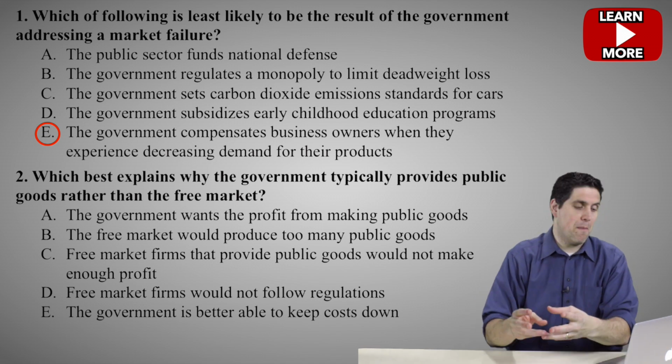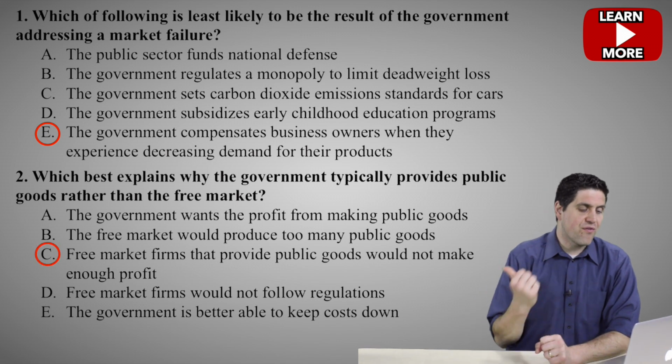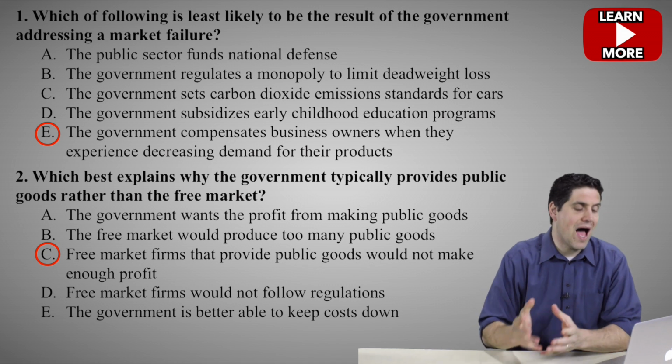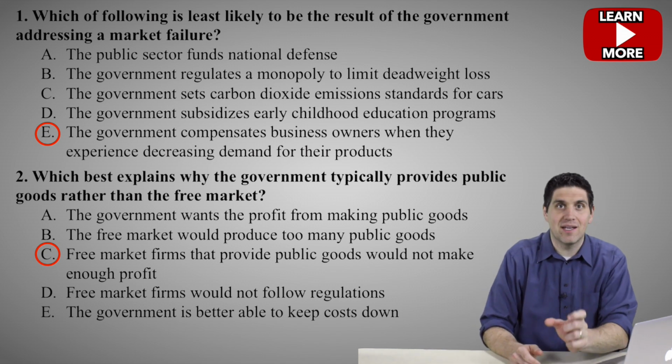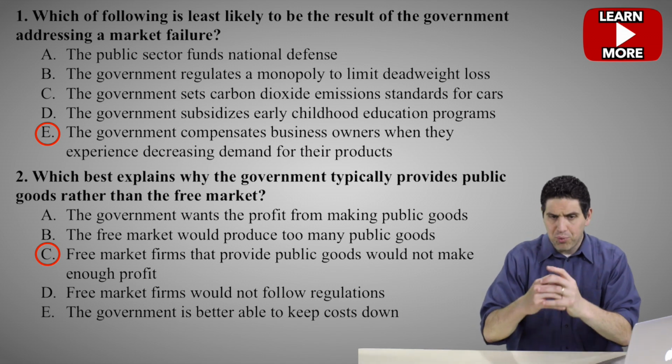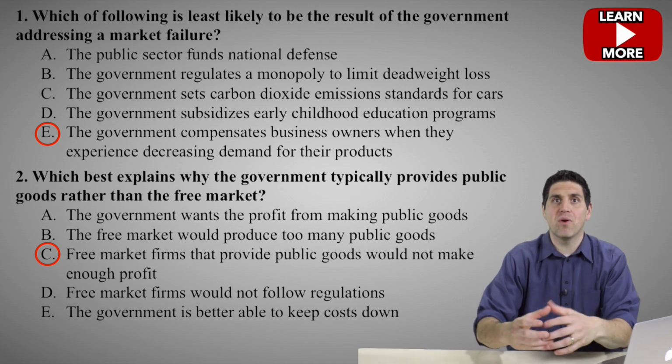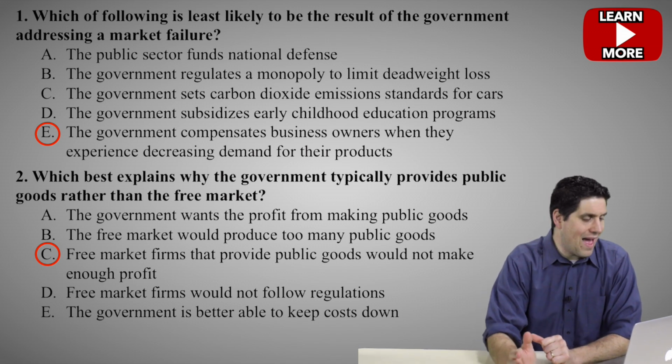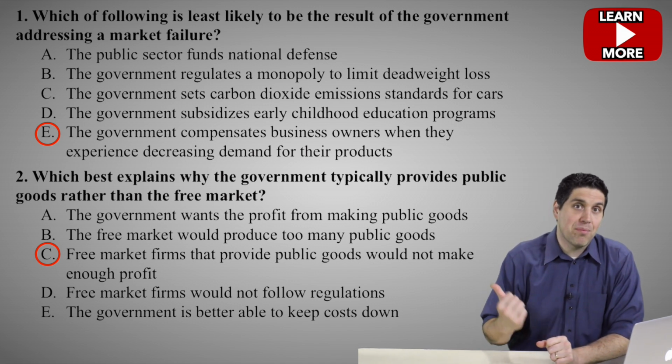For question number 2, it's talking about public goods. The right answer is C. The free market firms that provide public goods would not make enough profit. That's why the free market doesn't produce things like street lamps. So if a product, you cannot exclude people from using it, even if they don't pay, then you're going to have a problem. You're not going to be able to get any profit off it.